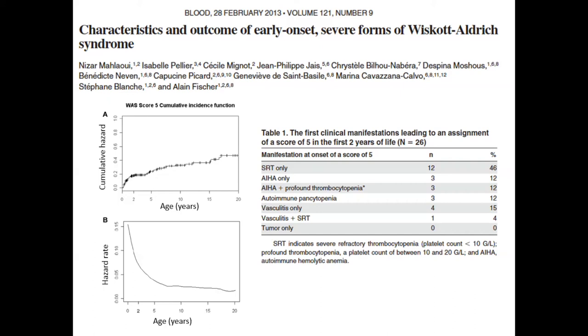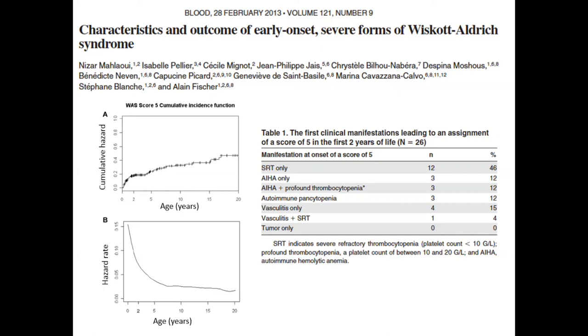One of the problems that we had until recently is that the score that Hans proposed is really looking at infections, autoimmunity, and malignancies, plus eczema, as the main determinants. But, as you all know, the platelet count may also matter. There are patients who remain with an extremely low platelet count and may suffer from serious hemorrhages. So this study from the group in Paris looked at the outcome of patients who had an early onset and severe form of Wiskott-Aldrich syndrome, in particular identifying what they call patients with severe refractory thrombocytopenia. So these would be males with Wiskott that never go above 10,000 platelets, remaining all the time with less than 10,000 platelets.